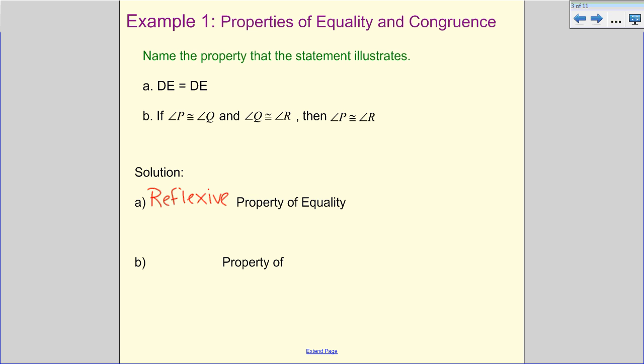Now when I look at this, I have angle P is congruent to angle Q, and angle Q is congruent to angle R. What I've done here is I've cut out the middle and just said angle P is congruent to angle R. So this is the transitive property of congruency. We have that long link. We are going to make sure we're looking at the difference between being equal and being congruent to each other.